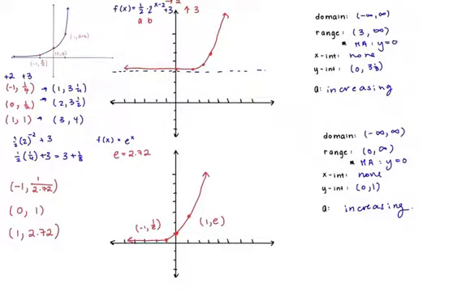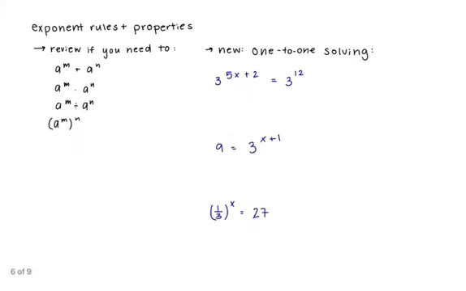Okay, we have a few more things to go through. Exponent rules and properties again. I'm not going to review the exponent rules, what happens when you're adding things like this, multiplying, dividing, having an exponent with another exponent. Those are all things that you learned in Math 1 and 3. So review those on your own if you need to. I highly suggest it. And now we're going to talk about one-to-one solving.